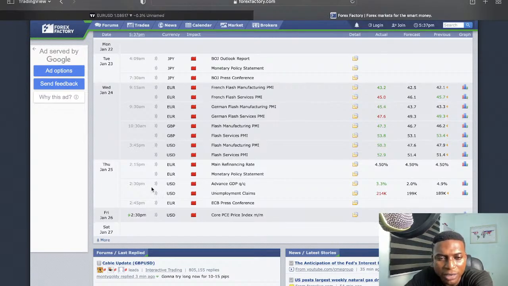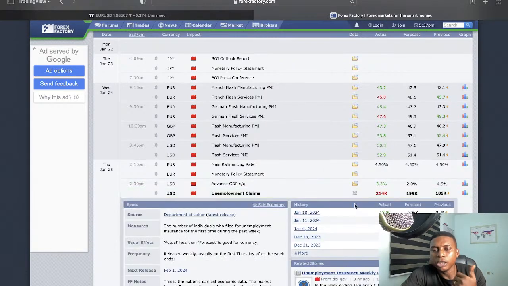All right, another news came out at 2:30 p.m. West African time on the USD advanced GDP quarter on quarter, and unemployment claims, which happen to be negative. So we can see that the price movement you see came as a result of this news.